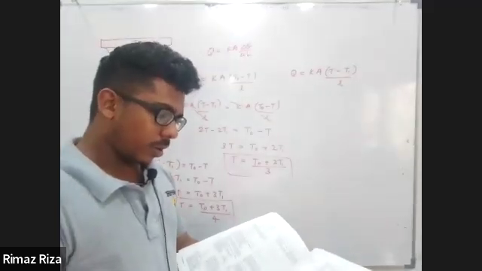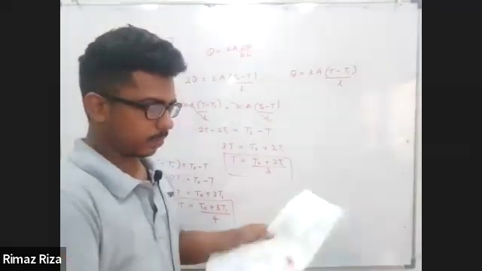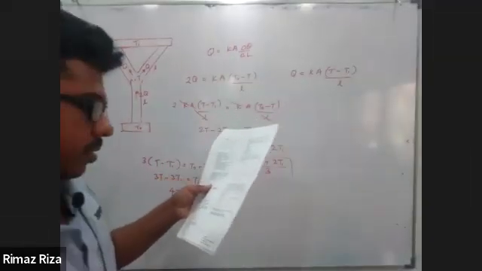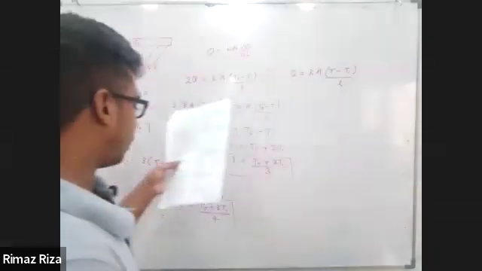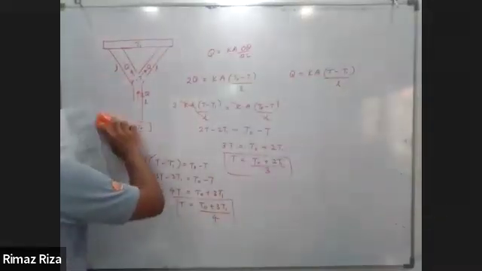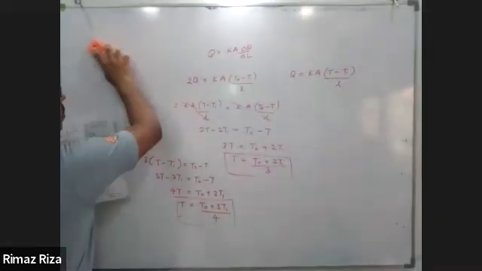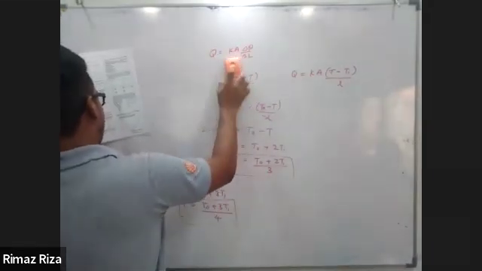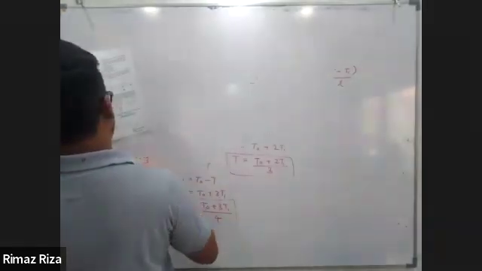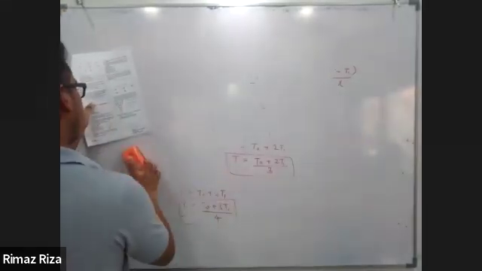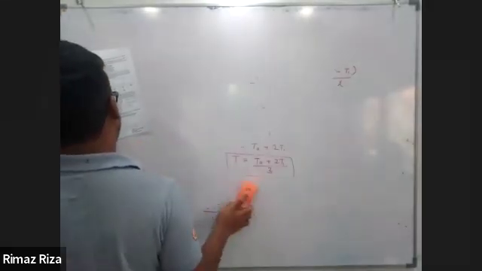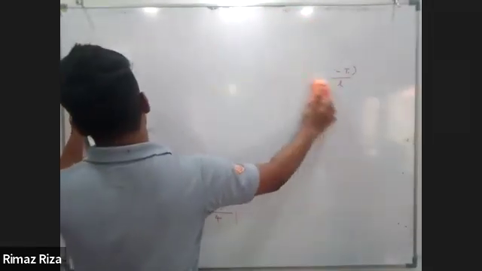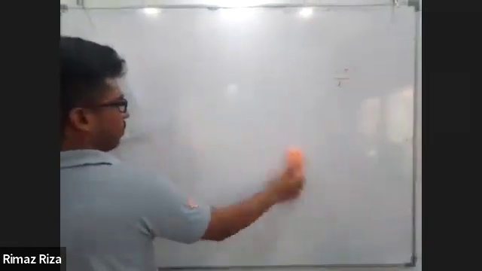Okay, and then question number 49. The oxygen molecule has 16 times the mass of hydrogen molecule. At room temperature, the ratio of the root mean square speed of oxygen molecules divided by root mean square speed of hydrogen molecule is.